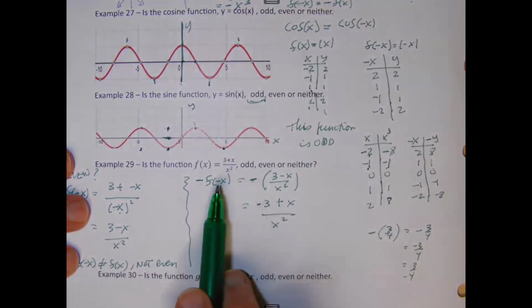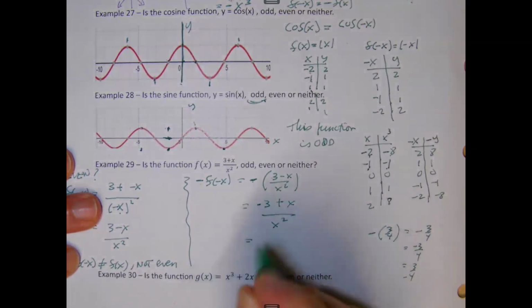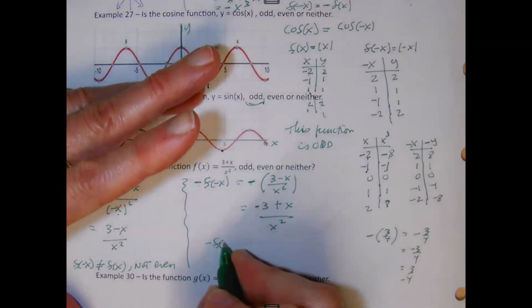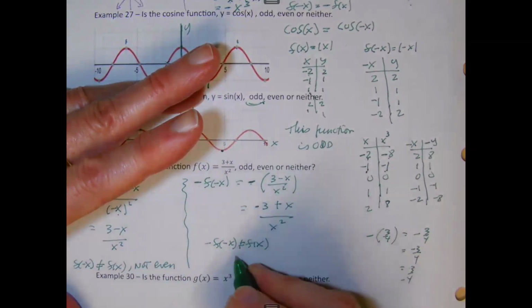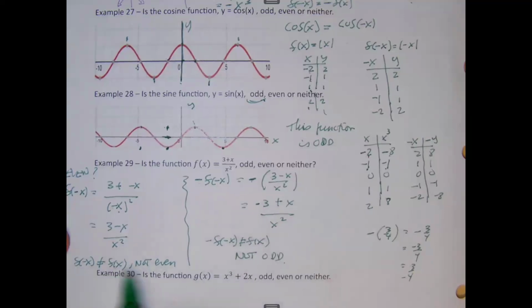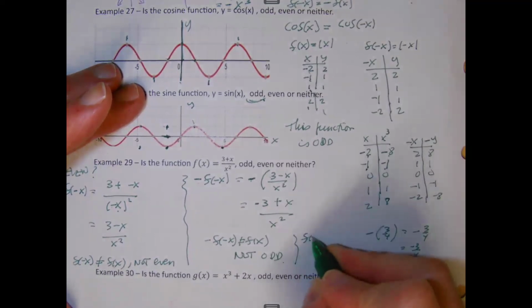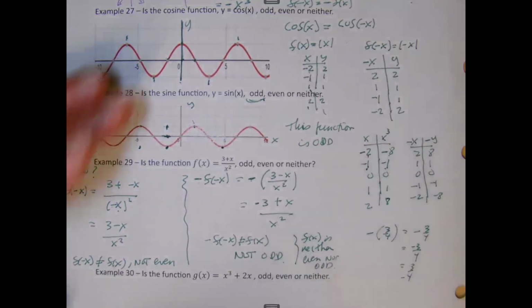So is that equal to the original f of x? Is this equal to f of x? And the answer is no. What we have concluded is that this is not equal to the original one, so not odd. So I went through both tests. Not odd, not even, so the conclusion is f of x is neither even nor odd. Okay.